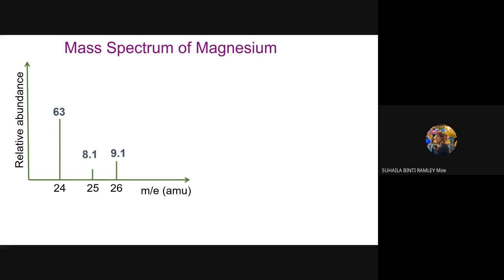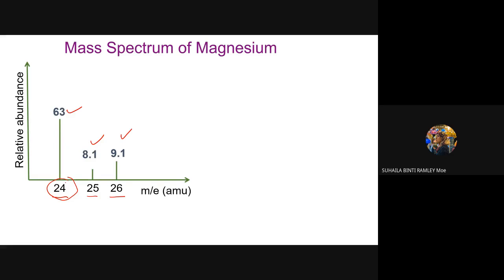Okay, so here we have three peaks for magnesium. Actually, why do we have three peaks for magnesium? Isotope. Yes, isotope, because we have three isotopes for magnesium: magnesium 24, magnesium 25, and magnesium 26. Each isotope will give you a different relative abundance or percentage. The most abundant, or the highest percentage, is isotope magnesium 24.